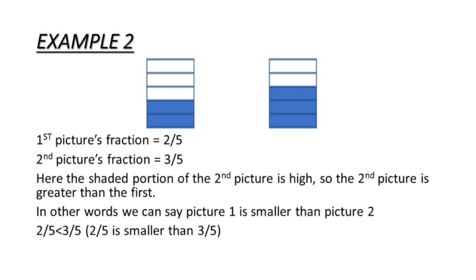Next, there are 2 pictures given here. The first picture shows 5 equal parts and 2 parts are shaded. The second picture, 5 equal parts, 3 parts are shaded. The first picture's fraction is 2 by 5. The second picture's fraction is 3 by 5. Here, the shaded portion of the second picture is higher, so the second picture is greater than the first. In other words, picture 1 is smaller than picture 2. That is, 2 by 5 is lesser than 3 by 5.